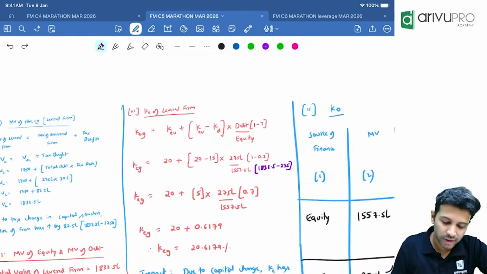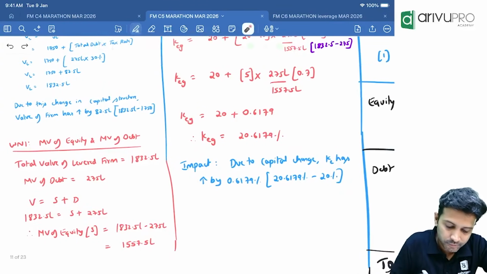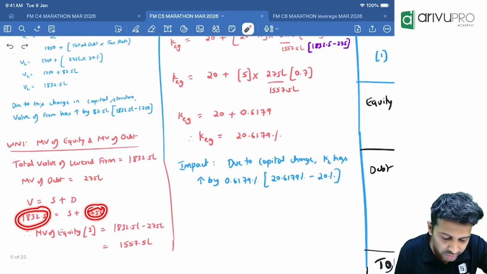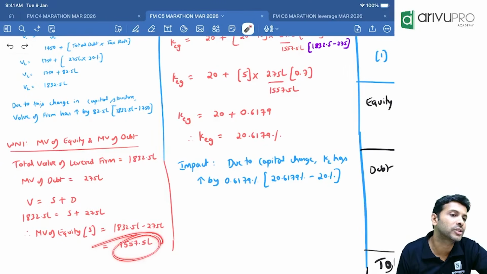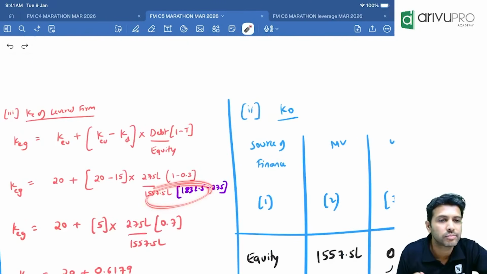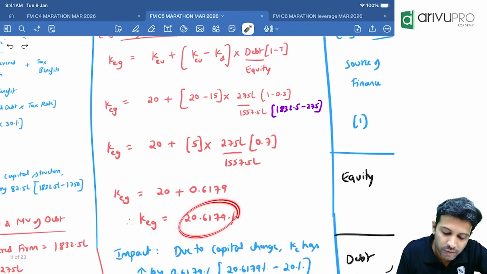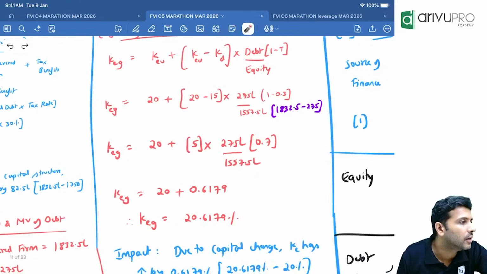That is the next working note I put over here. V is equal to S plus D. V you already know, D you already know. Therefore, S will be these two, minus, which is 1557. If you don't want to do this working note, you can directly show it like this also. That's also fine. And that way you will get the cost of equity of the levered firm.